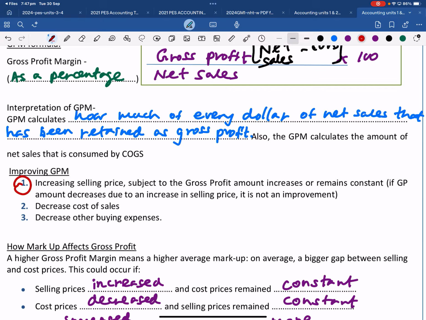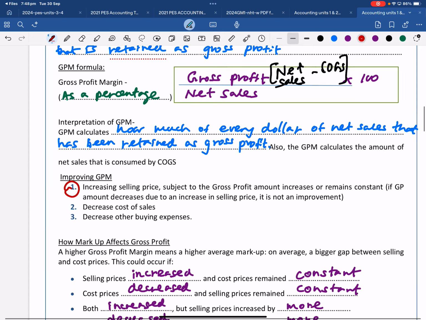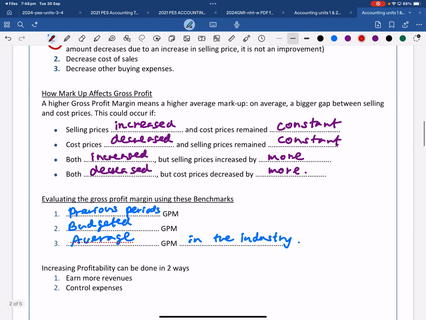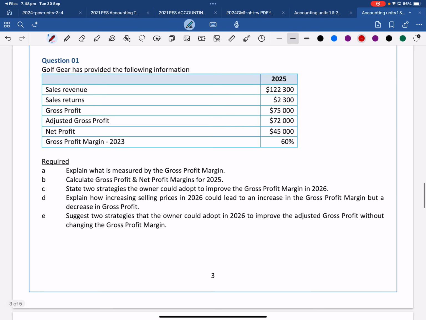Yeah. For iPhones, no problem. They can keep on increasing the price. Still customers will buy. Same number of people still will come. Majority of the people will come, and they'll buy. But for price conscious products, they have to be careful. Competitive products, they have to be careful. Then the other methods in improving GPM are decrease cost of sales, decrease other buying expenses. Basically, guys, that's it for the theory for GPM. We'll do a question, yes?